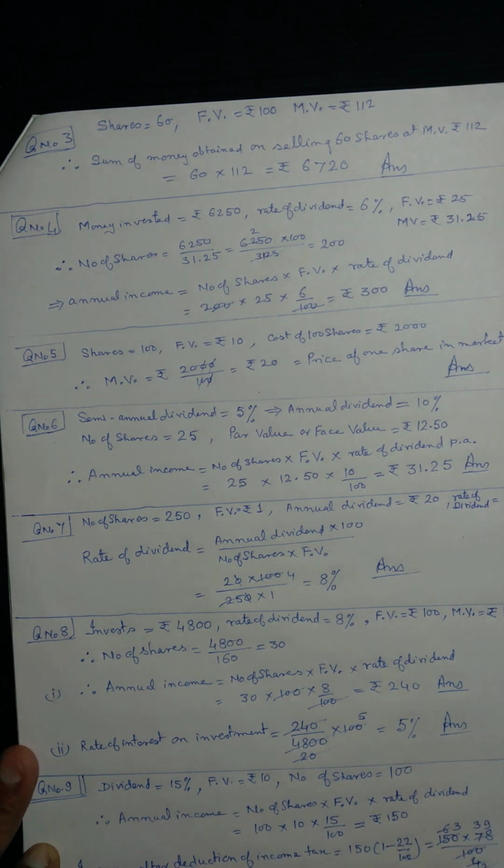Income after deduction of the income tax. So after paying the income tax, how much his income will be left? That is 150 inside the bracket, 1 minus 22 by 100. You solve it, 150 into 78 by 100. You will get the answer 117.